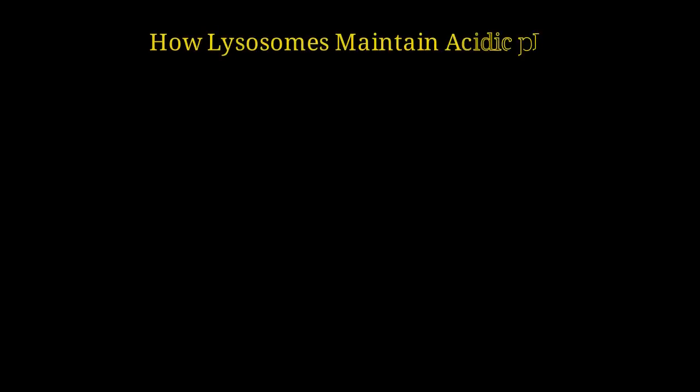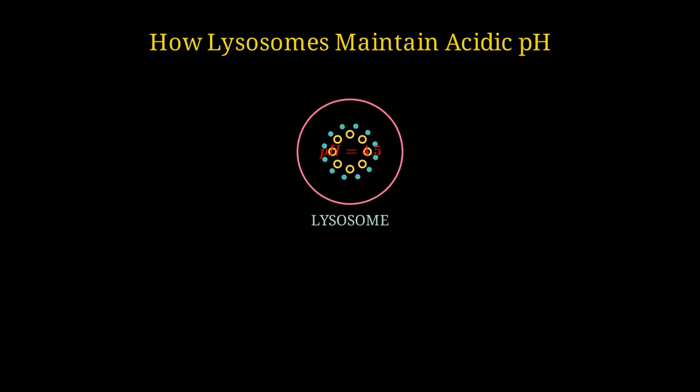Discover how lysosomes create and maintain their acidic environment, and why this is crucial for cellular function. Lysosomes are the cell's recycling centers, maintaining an internal pH of around 4.5, which is about 1,000 times more acidic than the cytoplasm.